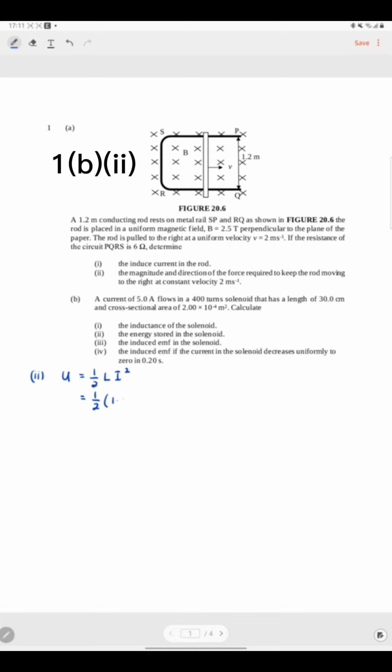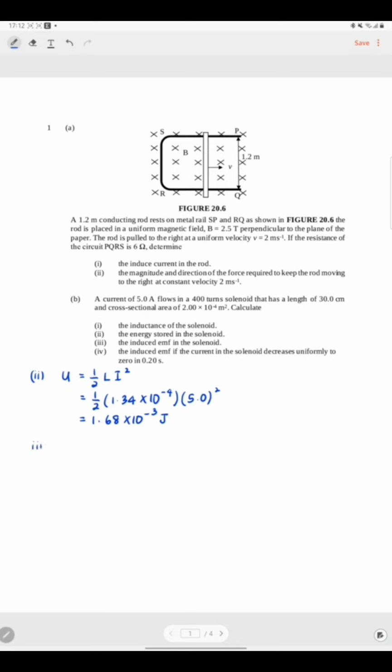So the answer just now is 1.34 times 10 to the power of negative 4 Henry, and the I given is 5 ampere squared. So I press my calculator and you need to press yours too. The answer should be 1.68 times 10 to the power of negative 3 joule, because the question asks about energy. The unit for energy is joule.